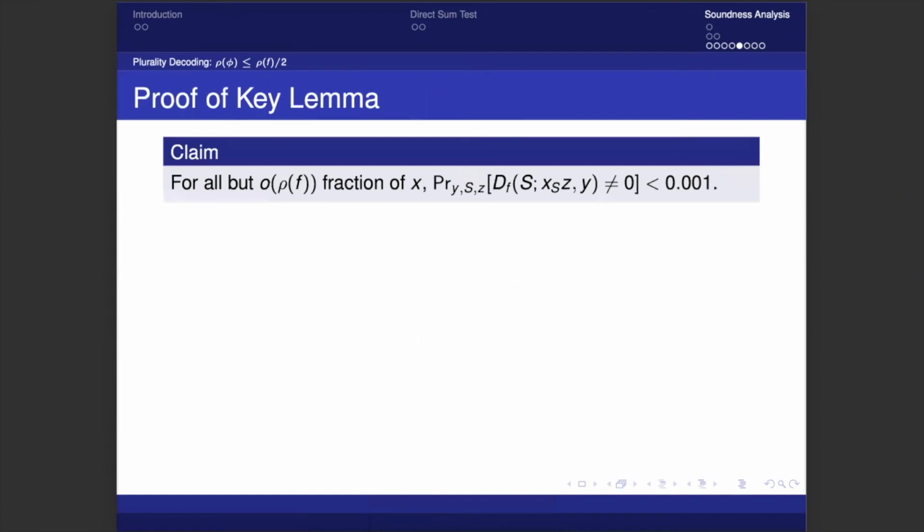Coming back to the proof of the key lemma, we want to prove that for most choices of x, the probability that dfs xsz y is non-zero is small. Recall that dfs xsz is shorthand for f of x is z minus f of x is y minus f of y is z plus f of y. The key insight that allows us to bound the probability that this expression is non-zero is the following.